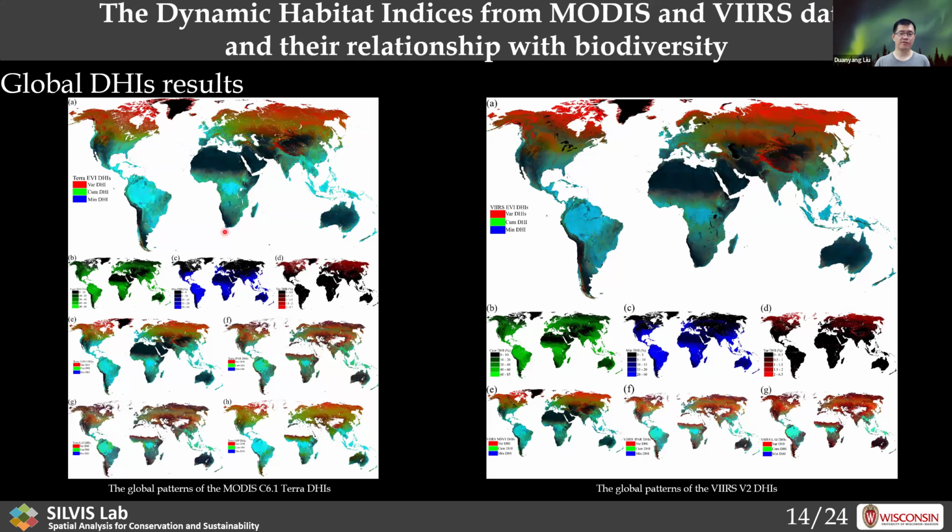And here are the DHIs from MODIS Terra and VIIRS products, created using different vegetation products. And as we know, the MODIS sensors are both more than 20 years old, and they will stop working soon. So it's important for studies to change from MODIS to VIIRS. And from this result, we can see that the DHI from MODIS and VIIRS have similar distribution patterns, which means we are able to use VIIRS in the future.